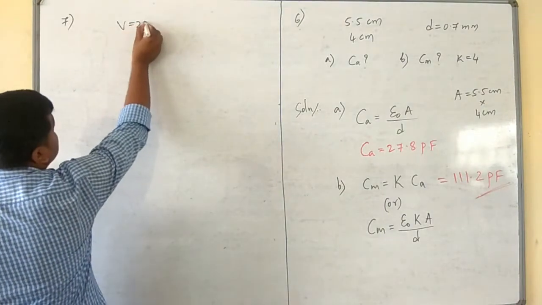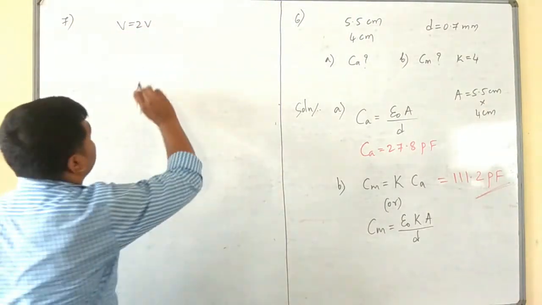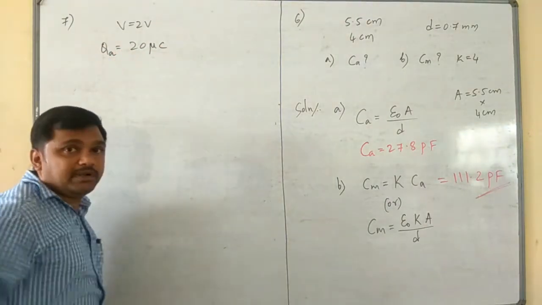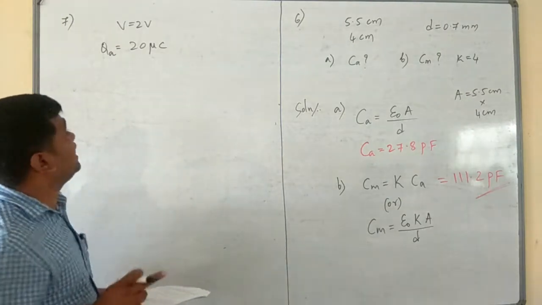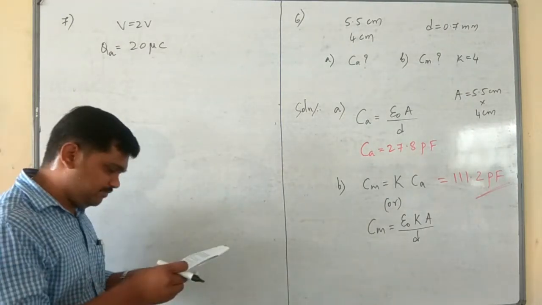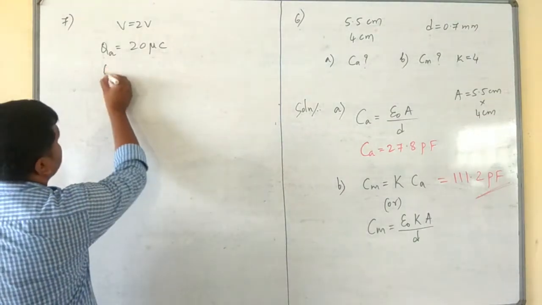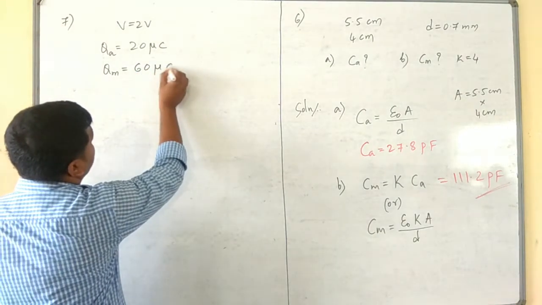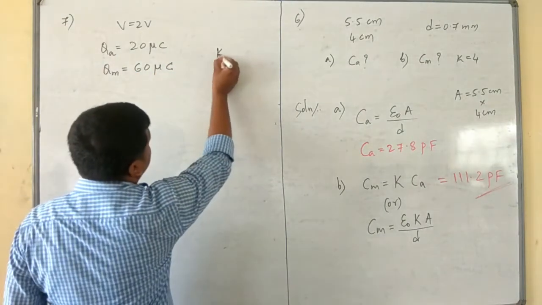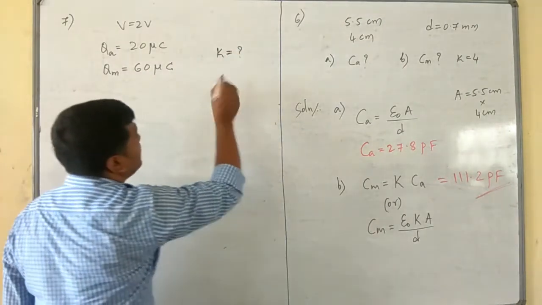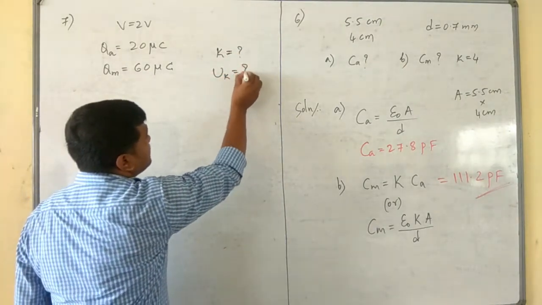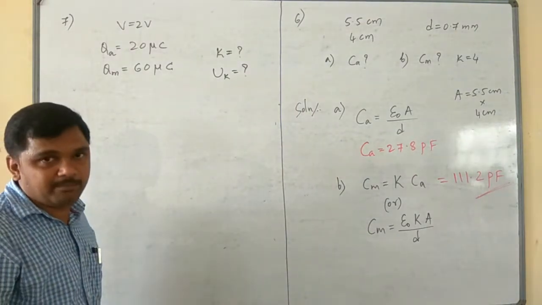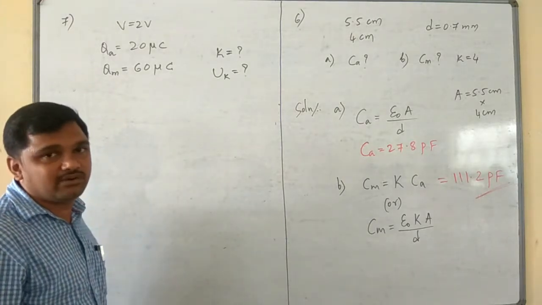V is given as 2 volt and it will collect a charge of 20 microcoulomb when the gap between the two plates is air. Next, when a dielectric medium is placed, it can store a charge of 60 microcoulomb. Then we want to find the value of K and also UK, that is the energy stored in the capacitor when the gap is filled with the dielectric medium. Actually, we can guess the answer on seeing it.